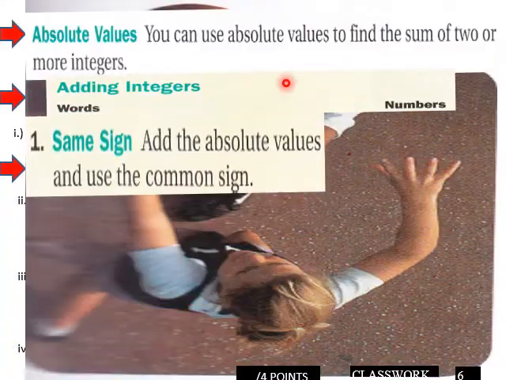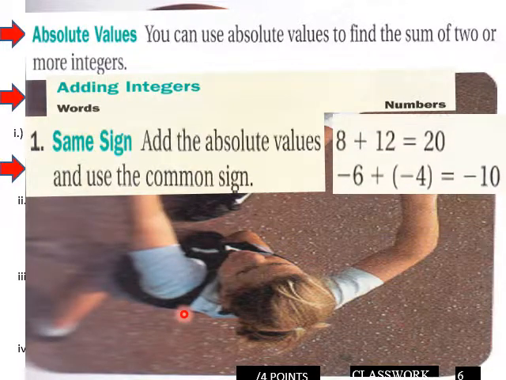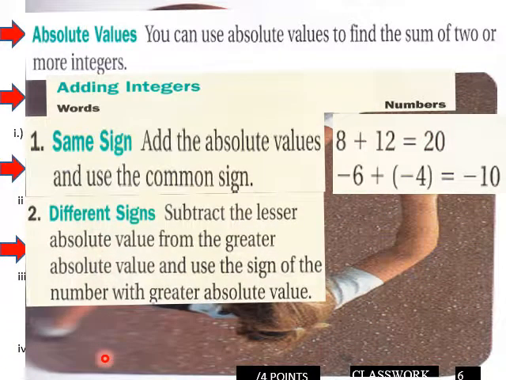Absolute values, you can use absolute values to find sum of 2 or more integers. So, for example here, same sign, add absolute values, and use the common sign. In this situation here, you have 2 negatives, you add them. And then you keep negatives here. Up here, they're positive. Keep them, add them, and you keep the positive sign.